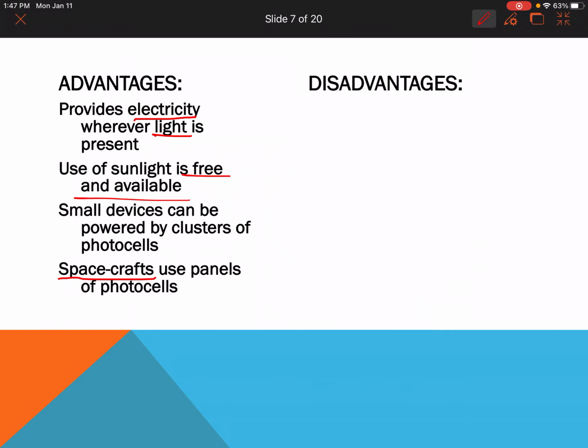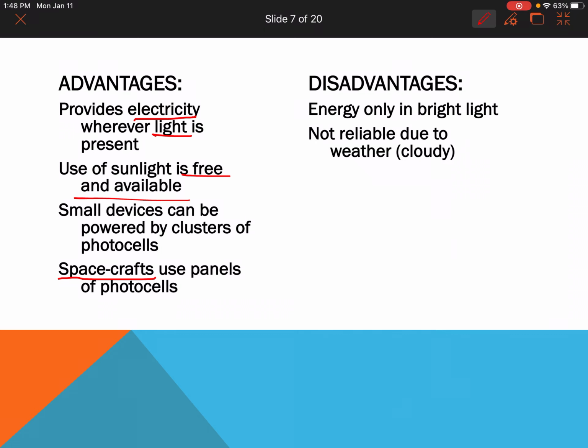Now, disadvantages: energy only in bright light. Now, some of you, again, the world has changed. You would all use your phones now, but if you had a solar powered calculator, I remember if you weren't in a bright room, you couldn't read your calculator. It was too faded. So you do need bright light for solar panels. It's not reliable. So, not reliable due to weather.